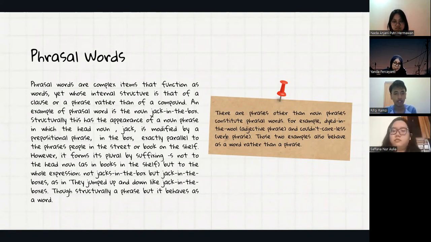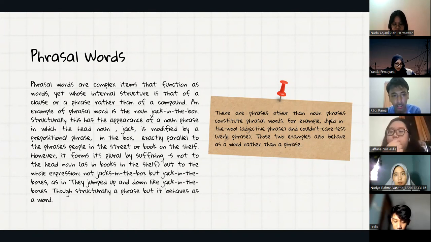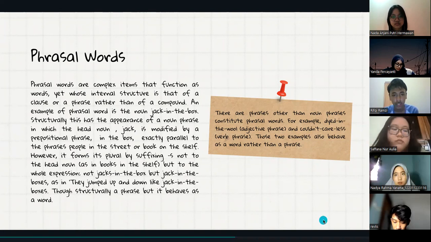Phrasal words are complex items that function as words, yet whose internal structure is that of a clause or a phrase rather than of a compound. An example of a phrasal word is the noun Jack-in-the-box. Structurally, this has the appearance of a noun phrase in which the head noun Jack is modified by a prepositional phrase in the box, exactly parallel to the phrases people in the street, or book on the shelf.